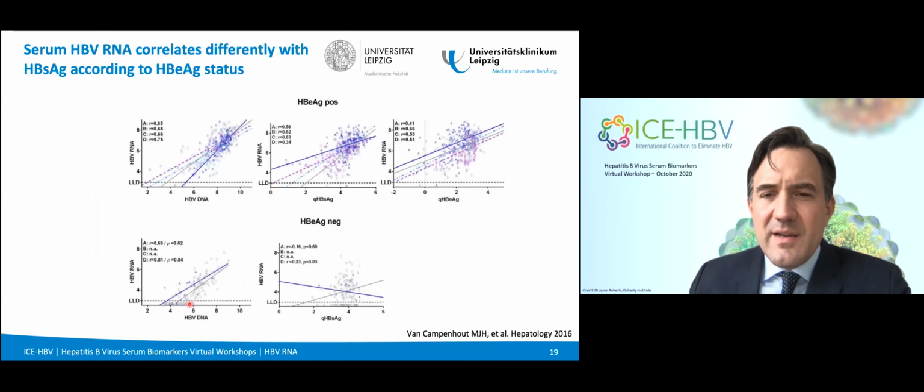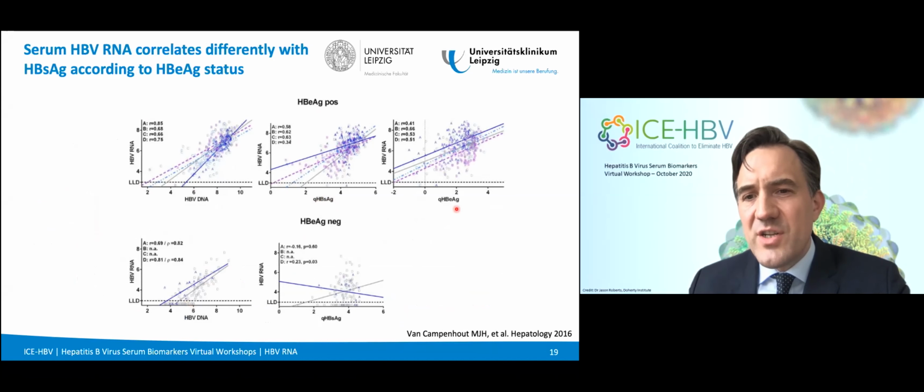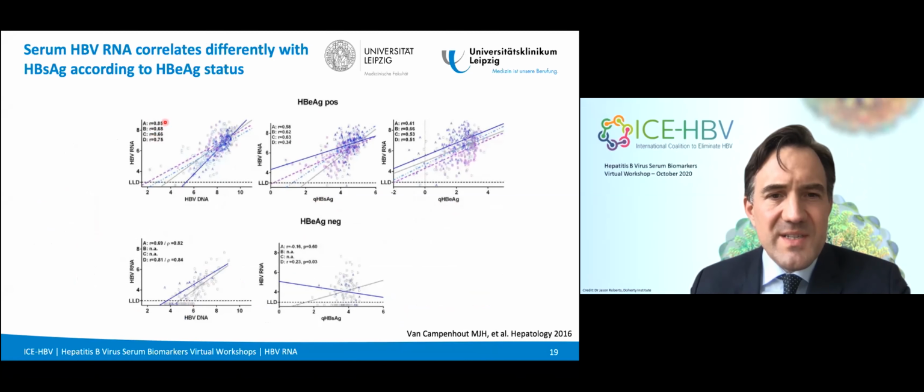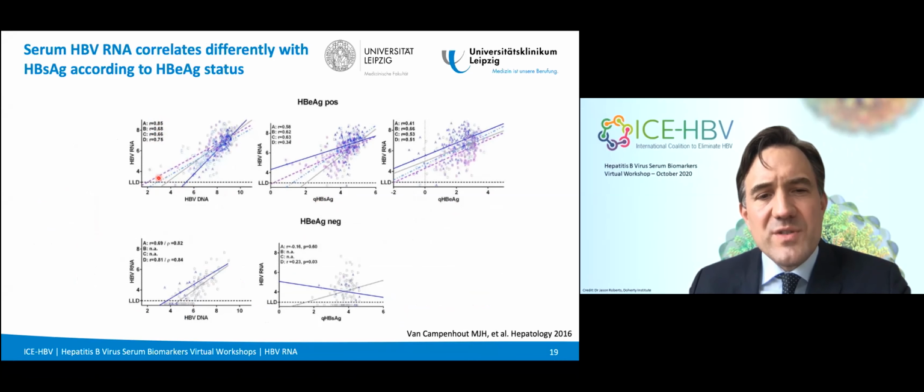This is a study that was done in a very large patient cohort, and here the authors were looking at HBV RNA levels in comparison to HBV DNA, to quantitative S antigen and E antigen, and they found the correlations were different across the genotypes that were included. Here you can see the genotypes, and each genotype has a different line that shows the Pearson correlation. So there are certain differences across genotype, and importantly, there are differences in e-antigen positive and negative patients.